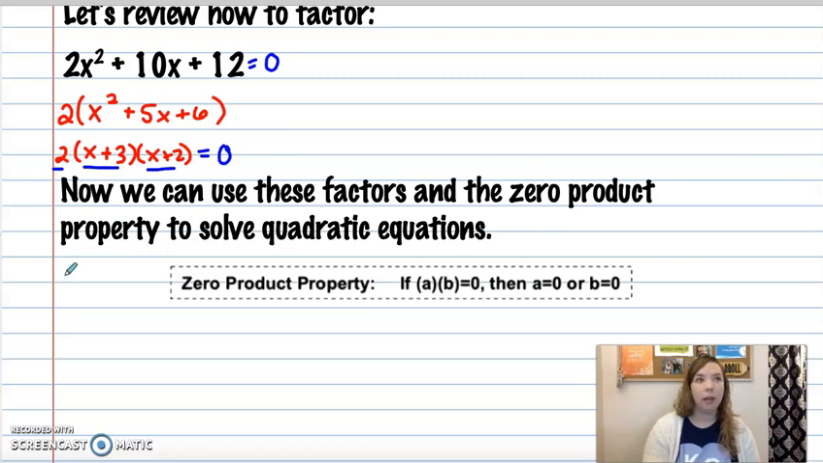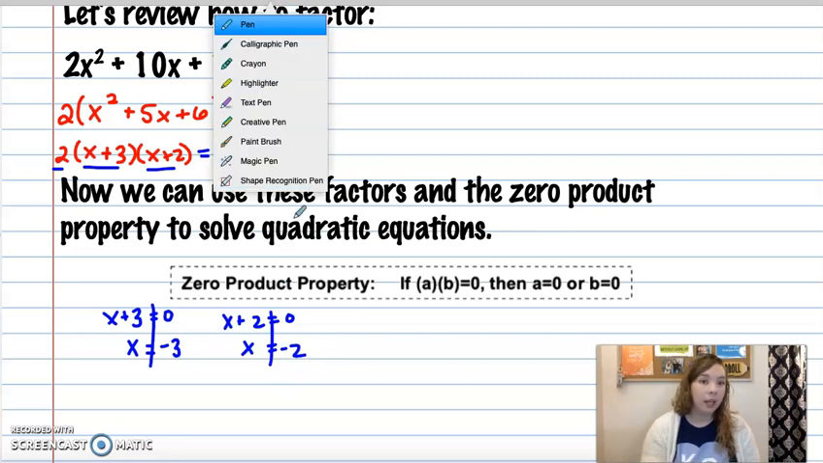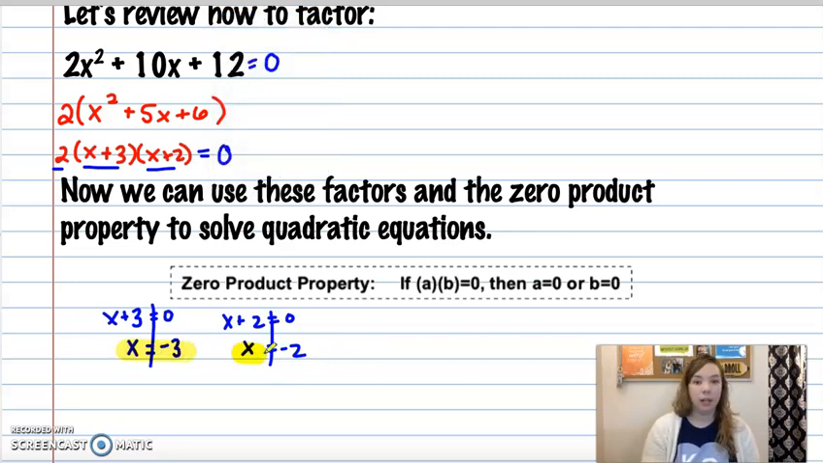So we know 2 can't be 0 because there's no variable with it. But if I want x plus 3 equal to 0, then that's going to make x negative 3. And if I want x plus 2 equal to 0, that's going to make x negative 2 when I go to solve it. So that is how we're going to get our two solutions today. And again, most of the time we'll have two solutions. There are some edge cases where we just have one, or we might have none.